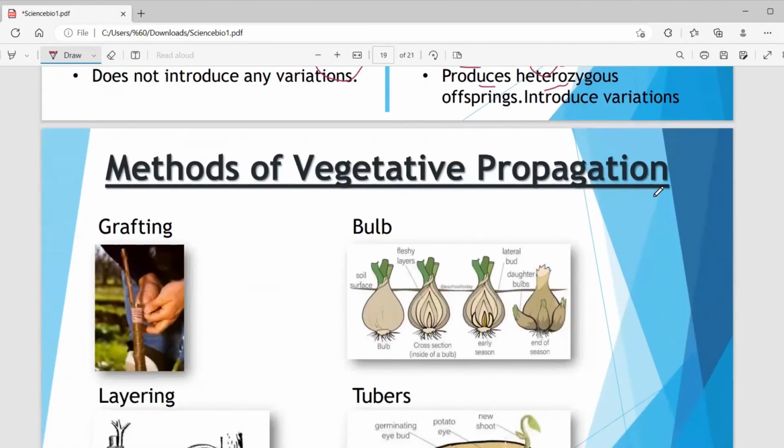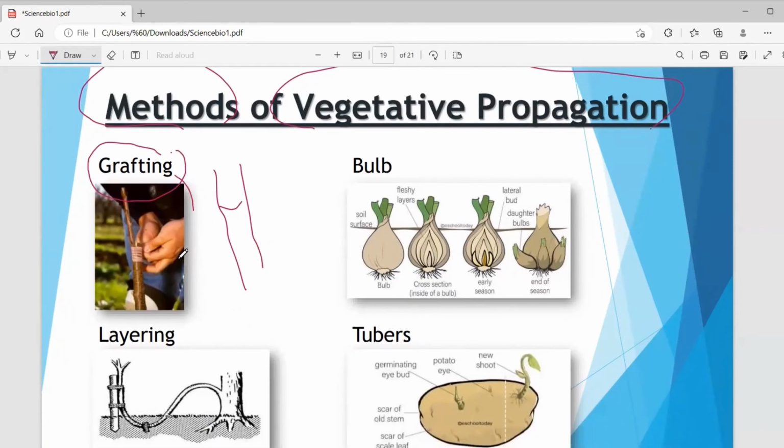And methods of vegetative propagation. What are the methods you can use for vegetative propagation? The first one is grafting. That is very important. Grafting, or budding, we are calling it budding. You can use T budding, H budding. That is very important.